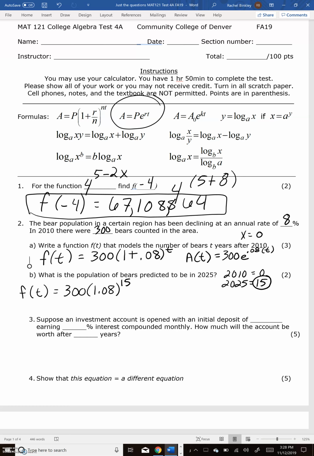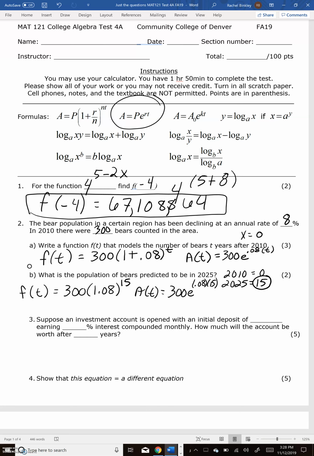My friend's going to do that, and I am going to put into the calculator A of t equals 300 e to the power of 0.08 times 15, and we should get very similar answers. You can be putting these into the calculator as well. e to the power of 0.08 times 15. What'd you get?